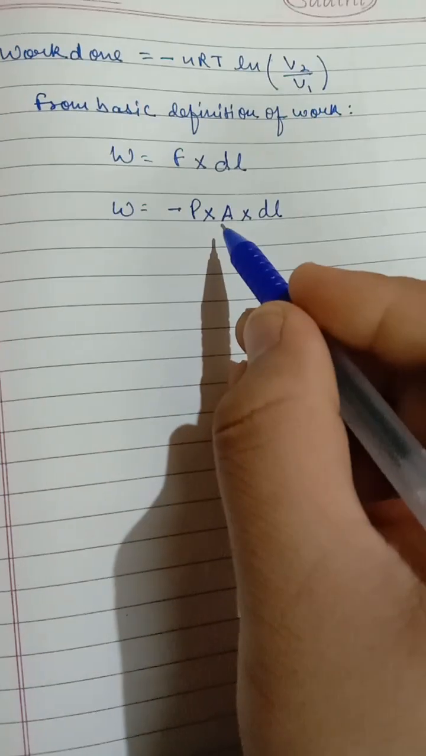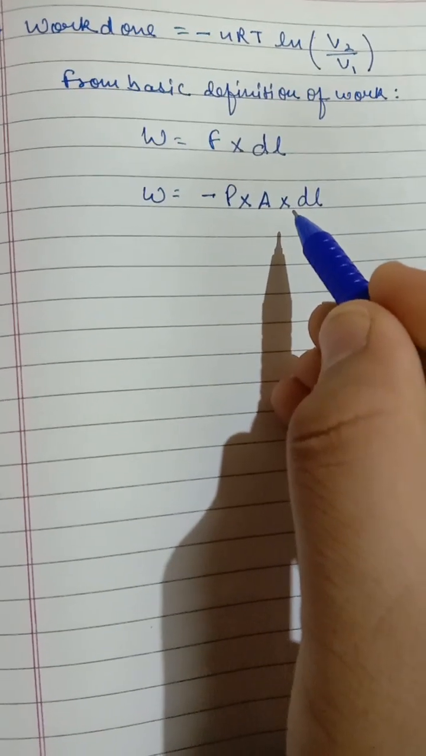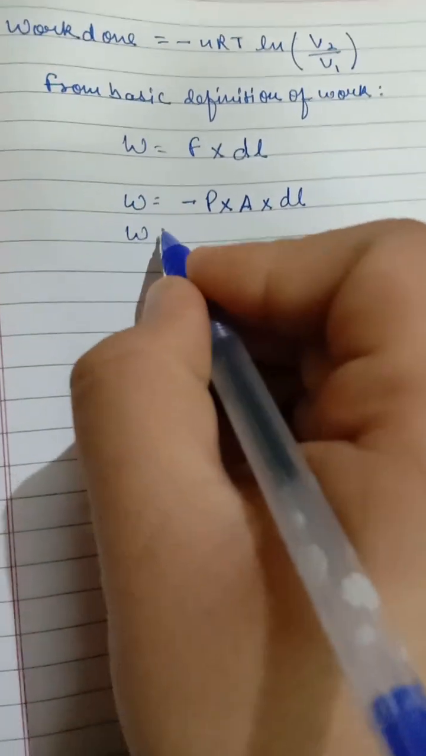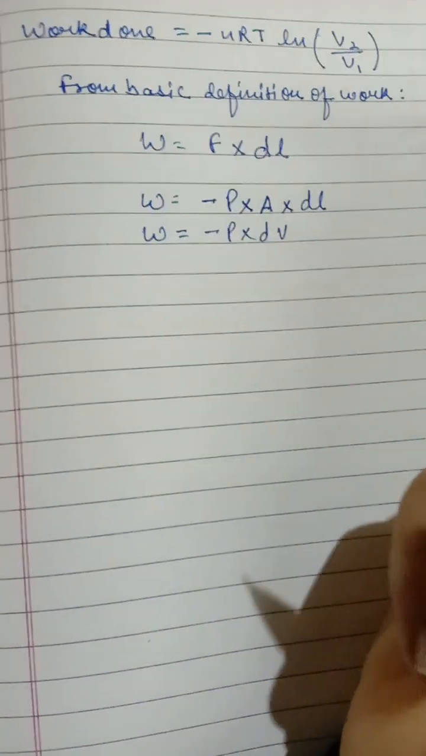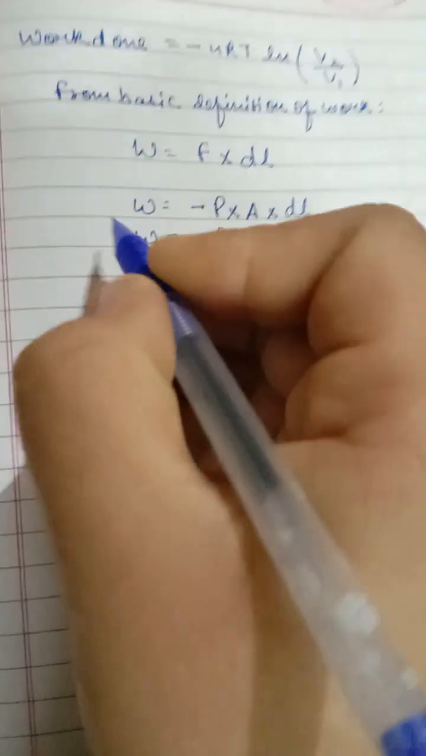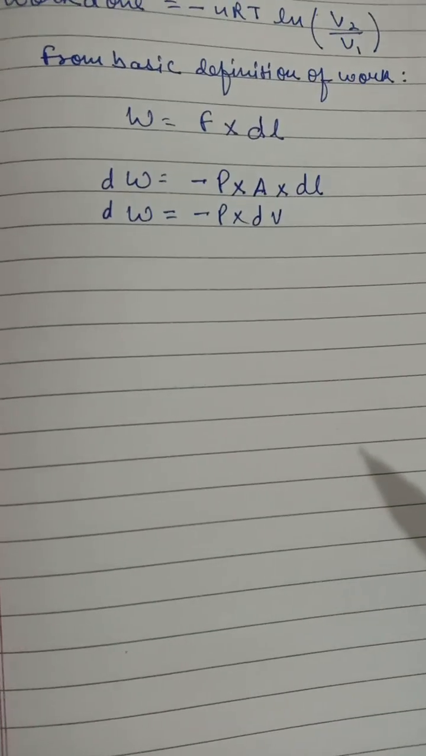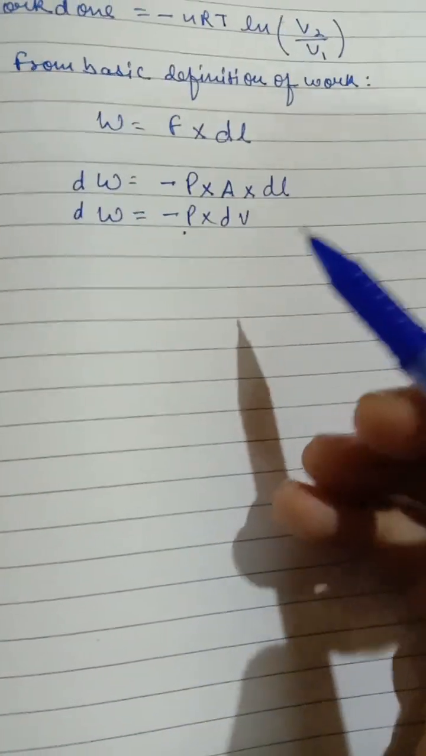So as you know, area into length equal to volume. So area into dl will be equal to dV. So work done equal to minus P into dV. Still there is something that needs to be done before we integrate on both the sides. This is also dw. So what we need to do before integrating on both the sides is we need to change pressure in another term.